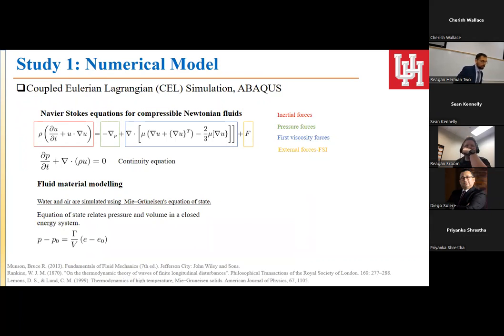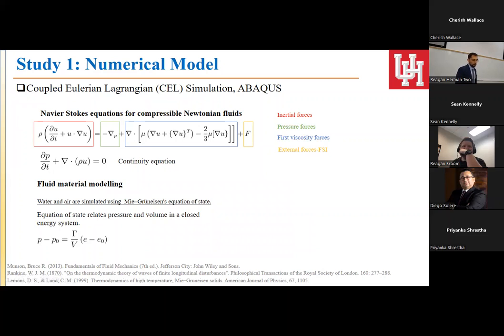Okay, so let's start with modeling. For this study, we used an already existing coupled Eulerian Lagrangian finite element framework, and we used a commercial software called Abaqus. Starting from the bigger picture, to capture the fluid flow, we simulated the incompressible form of the Navier-Stokes equations, which you can see in the slide, for Newtonian fluids. Basically, the first equation is the conservation of momentum, and the second one is the conservation of mass.